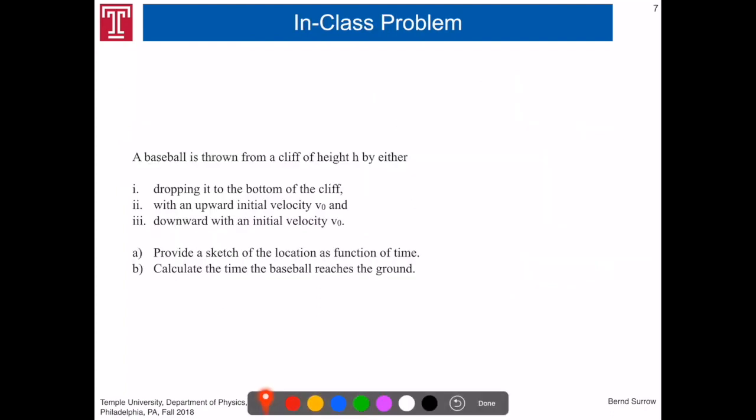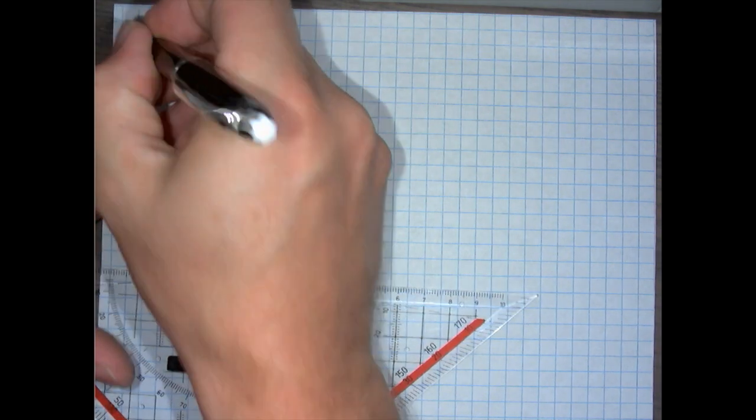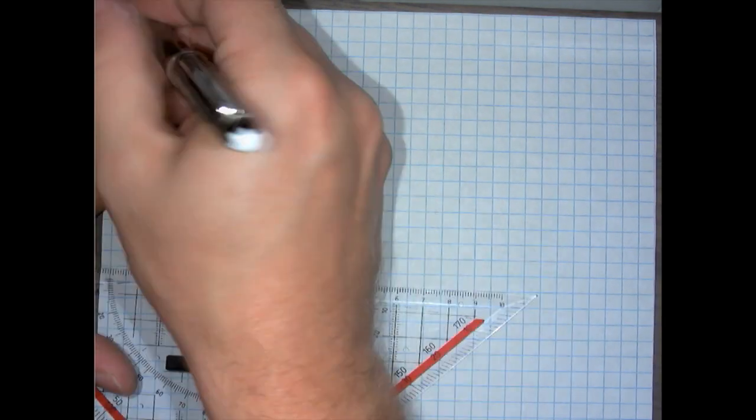So let's now go back to our in-class problem. A baseball is thrown from a cliff of height h by either dropping it to the bottom of the cliff with an upward initial velocity v naught or downward with an initial velocity v naught. So we first will sketch here the location as a function of time, and then calculate the time the baseball reaches the ground here. We're coming now to the second in-class problem concerning the vertical throw.